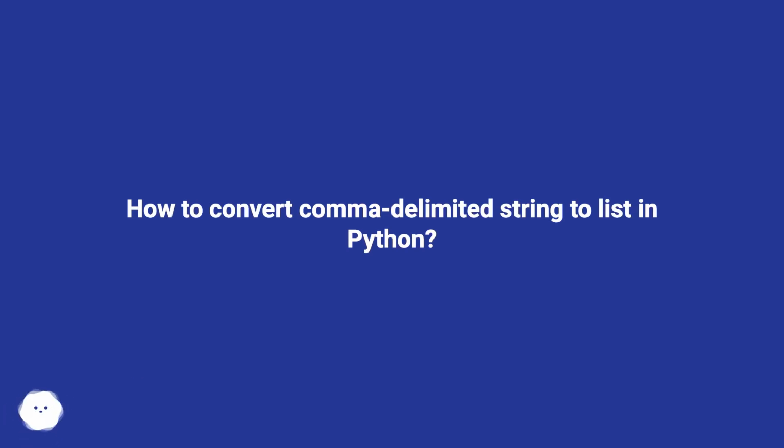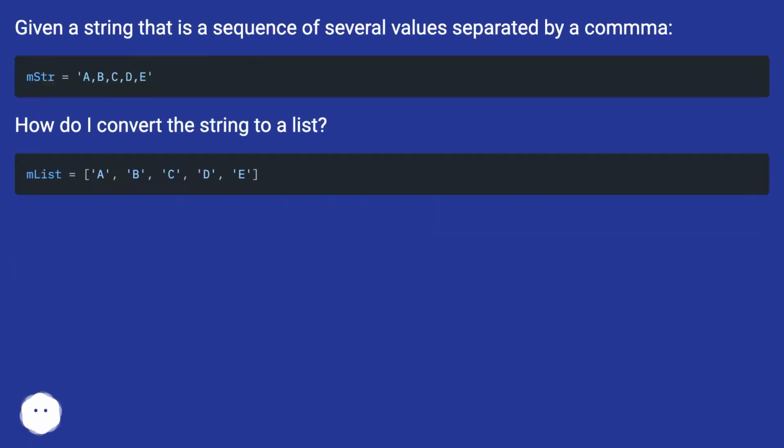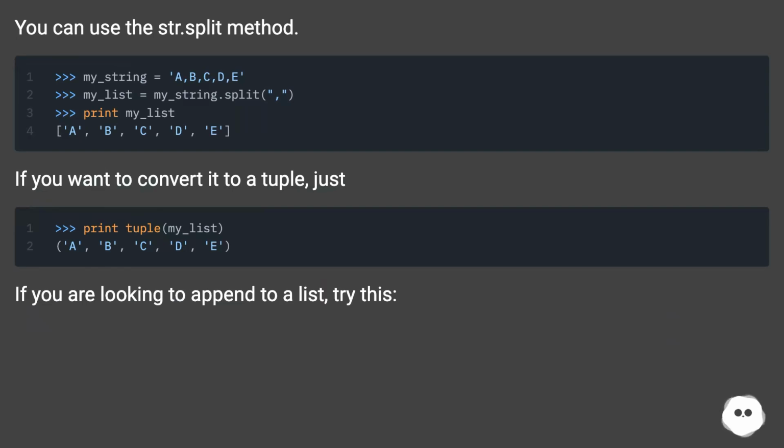How to convert a comma-delimited string to a list in Python? Given a string that is a sequence of several values separated by a comma, how do I convert the string to a list? You can use the str.split method.